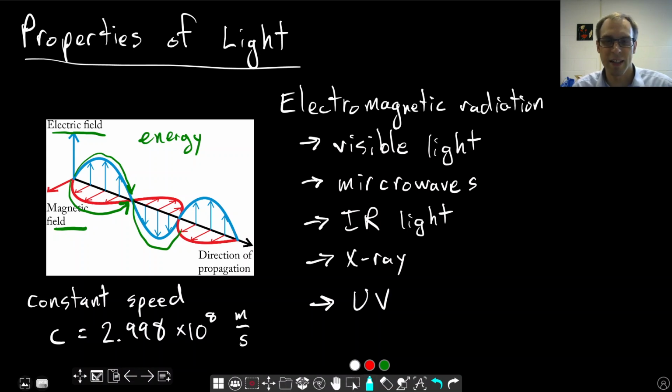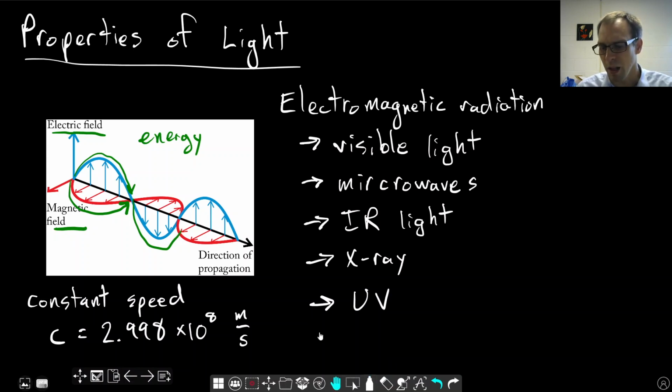And this is the fastest thing we know of in the universe. There's nothing that can move faster than the speed of light. So you're probably familiar with that idea. And so all light of all types moves at this speed. Visible light, microwaves, infrared, X-ray, UV, any kind of light you name. So light has this constant speed, and it's very fast. Light has no mass. That's another thing that's part of it. It's basically pure energy in the form of a wave.